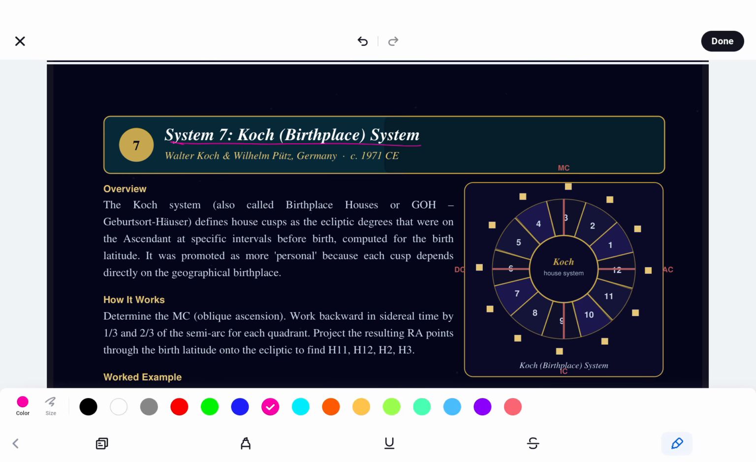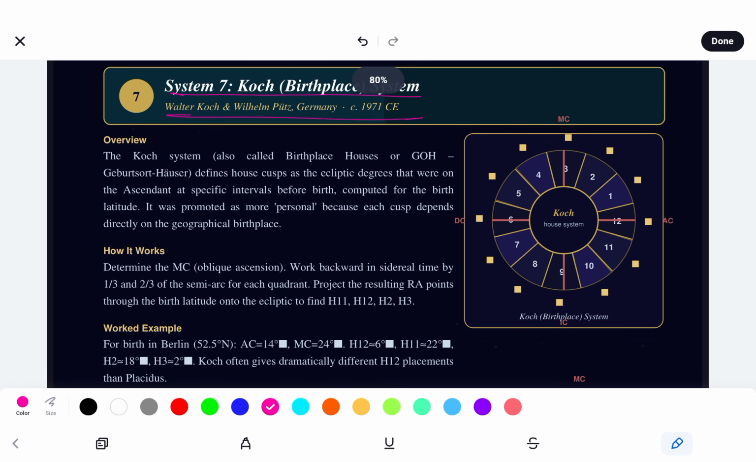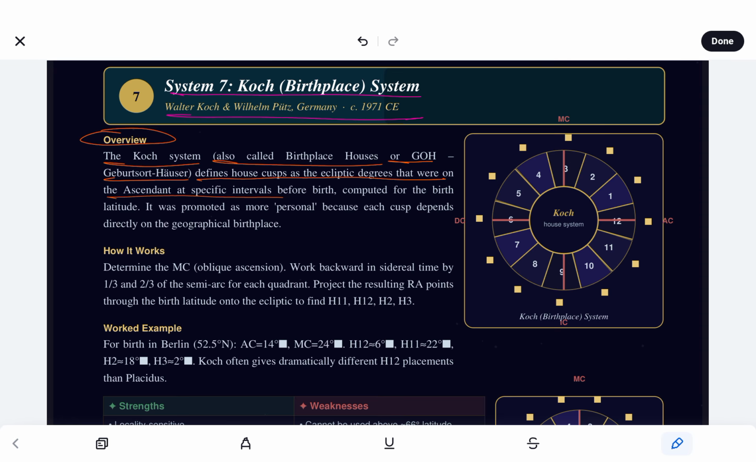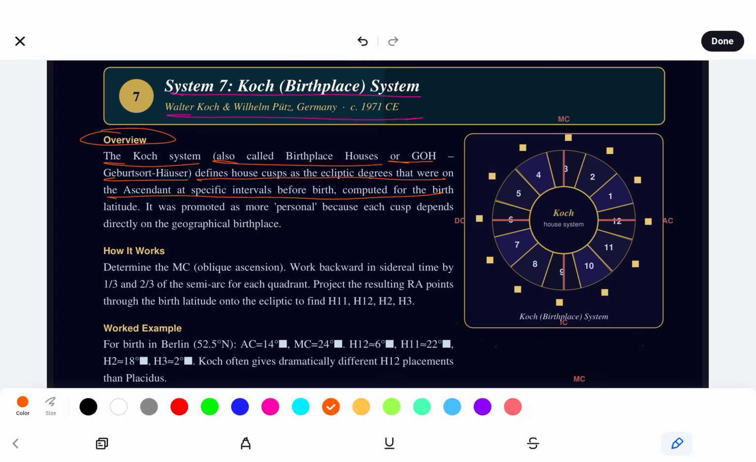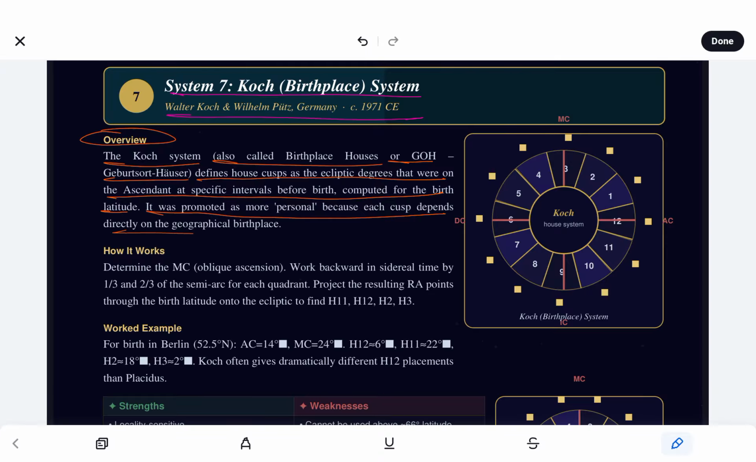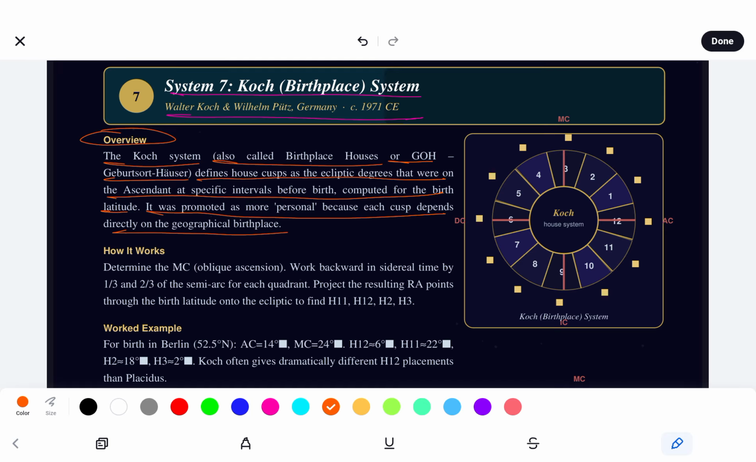Alright, birthplace system. So here you see that this system, also called birthplace houses or GOH, Geburtsorthäuser, defines house cusps as the ecliptic degrees that were on the ascendant at specific intervals before birth. Computed for the birth latitude, it was promoted as more personal because each cusp depends directly on the geographical birthplace.